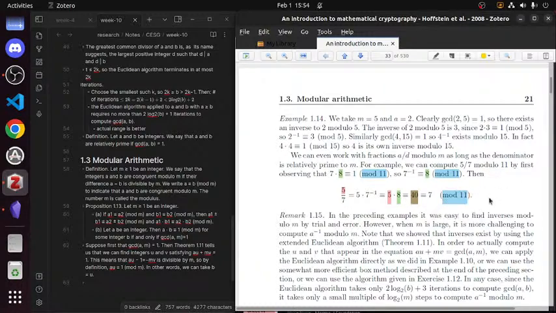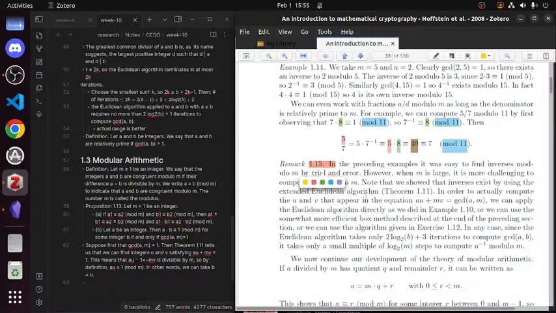I could just put a note here as well, but I'll keep it in these notes. Remark 1.15, in the preceding examples, it was easy to find inverses modulo m by trial and error. However, when the m is large, it is more challenging to compute the inverse modulo m. Note that we showed that inverses exist by using the extended Euclidean algorithm. So I'm going to take that note.